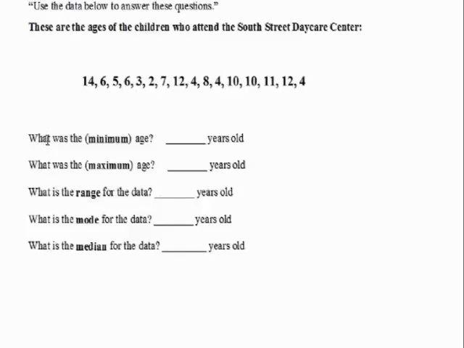First, let's look at the minimum. If we look at all our numbers, the smallest number that we have is 2. So we can say that the minimum age is 2. Now for the maximum, you try to find what is the greatest number or the largest number. Out of all our data, 14 seems to be our largest number. So the greatest age or the maximum is 14. The range would simply be 14 take away 2, which gives us 12.